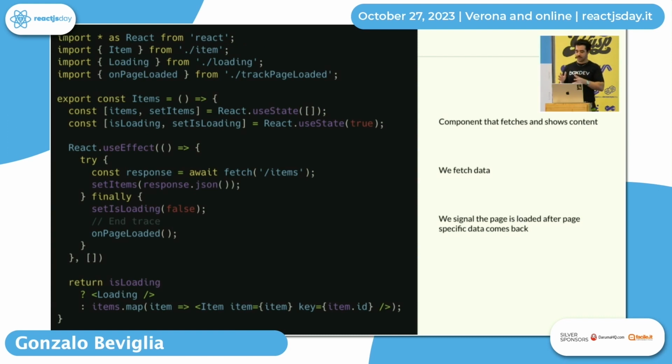The items component is the one that actually does the HTTP request. While the request is loading, we'll show a loading state. After the request is done, the items are rendered, but another thing happens when the request is done. We use our second helper function to signal that page load has ended. That will stop a trace and give us the total page load time as perceived by our users.